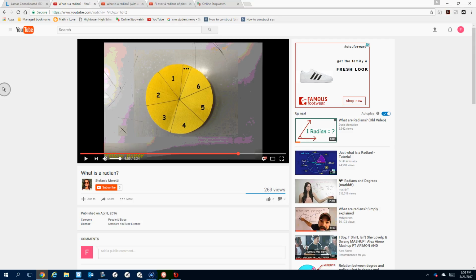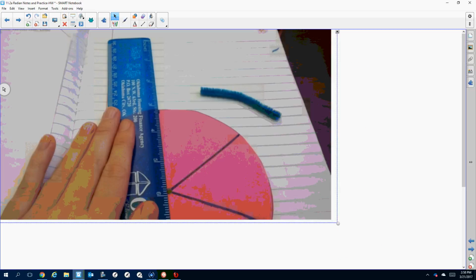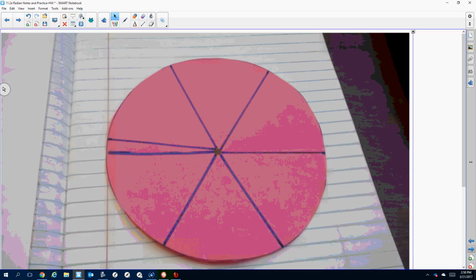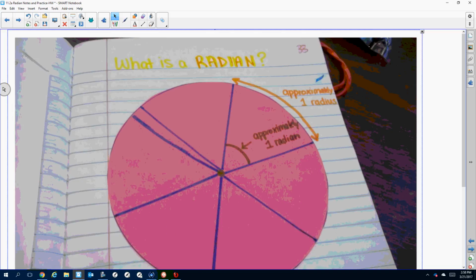So what I want you to do is, here we go. We're going to add basically our model of a radian. I need you to add, and I'll hit the lights. We're going to show that this one little piece is approximately 1 radian, okay? Because approximately how many radians fit in a circle? Yeah, 6 something.